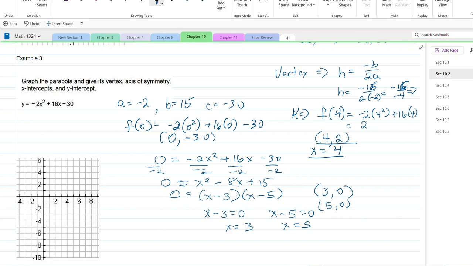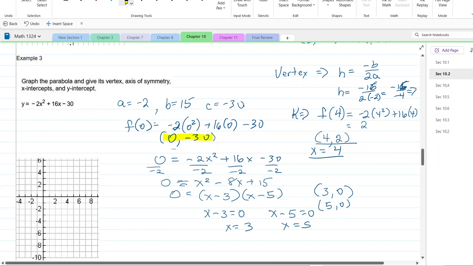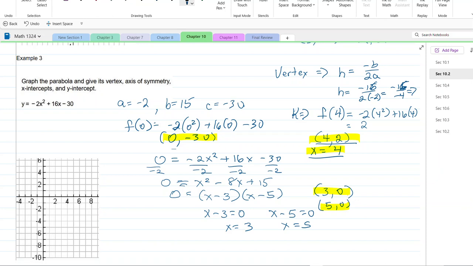All right, so I've got all of the things I need. I have my y-intercepts, my x-intercepts, my axis of symmetry, and my vertex. All right, and you can use your calculator to find these values. So here I go. I'm going to graph the vertex first.